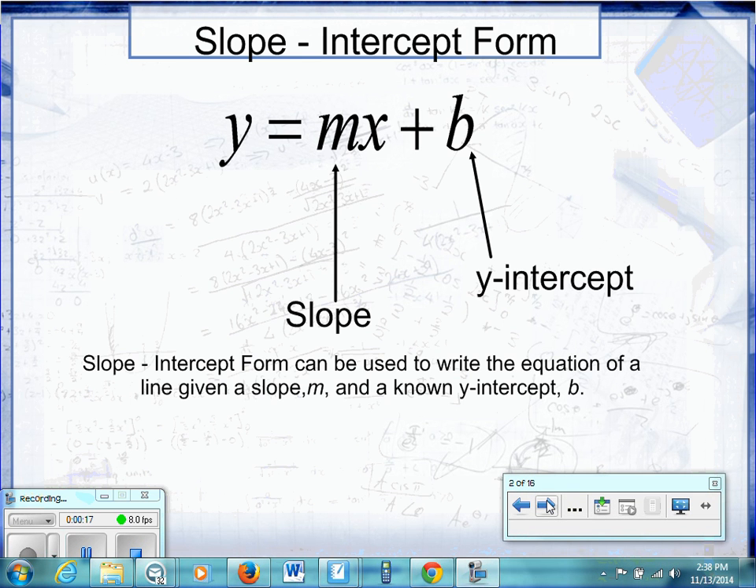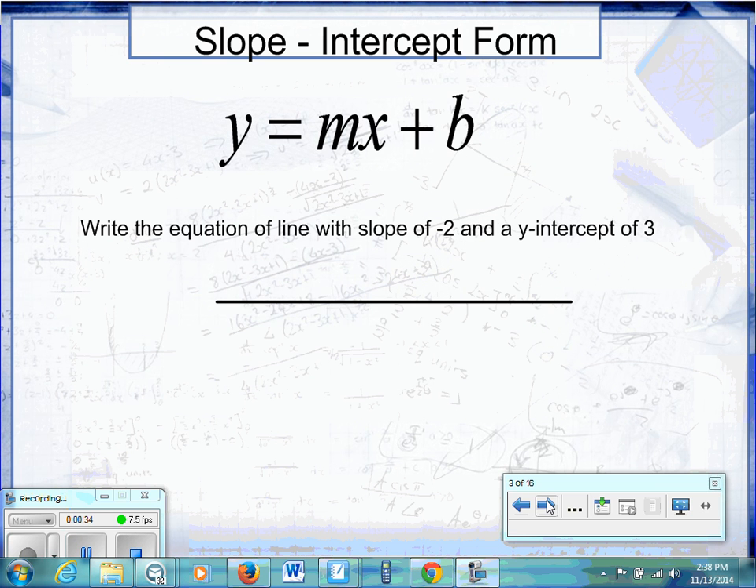All right, just a quick thing to review with you before we get into looking at the graphs themselves is the slope-intercept form. y equals mx plus b. Again, remember we always put the slope in front of the x, and then the y-intercept is always added or subtracted on at the very end.